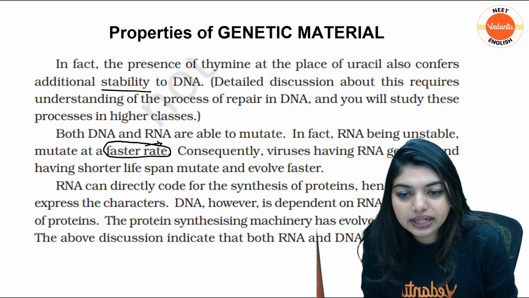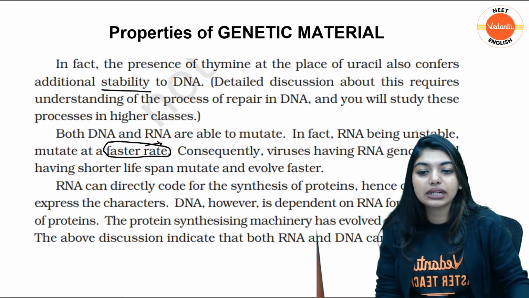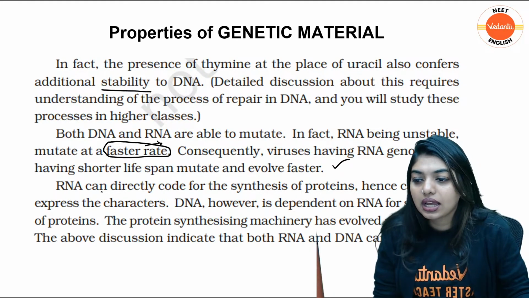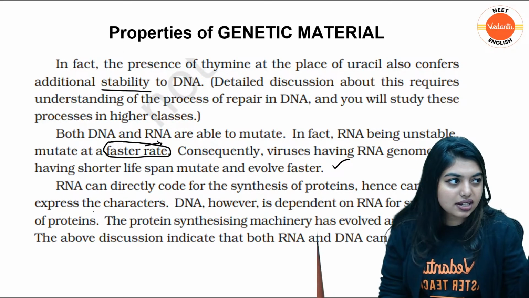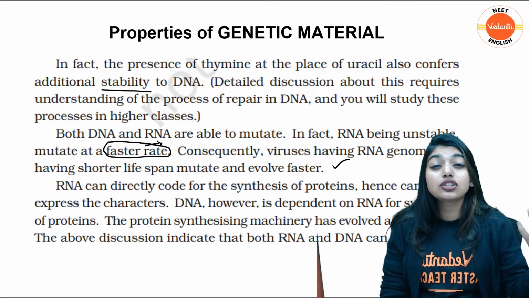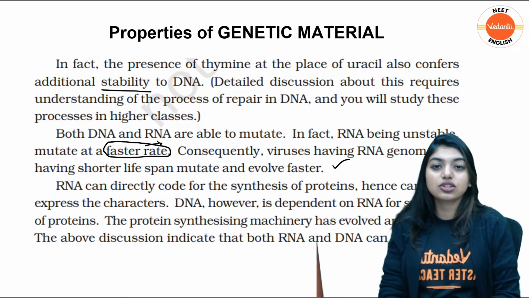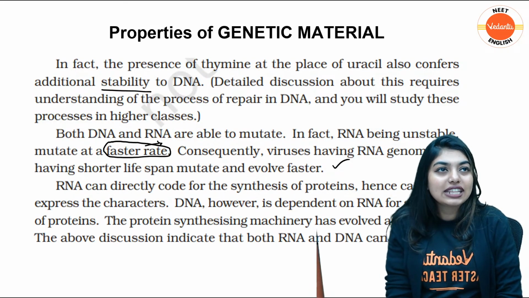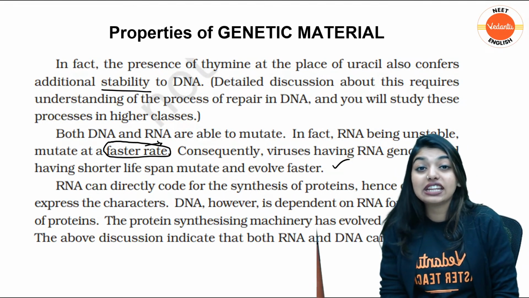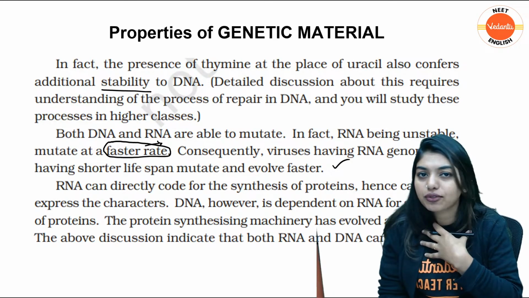Consequently, viruses having an RNA genome and having a shorter lifespan mutate and evolve faster. Viruses need to mutate faster. That is the reason why new variants of viruses keep coming: in viruses, RNA has to mutate faster so that they can survive any kind of circumstances. So that's why RNA is a good genetic material for viruses, not for us.